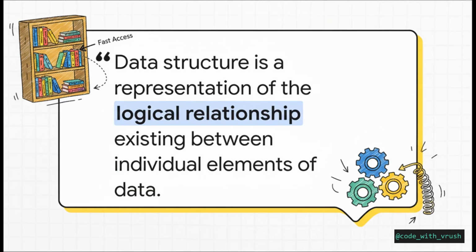And this really gets to the heart of what a data structure is. It's not just a bucket to throw data into. It's about how that data is related. An array creates a simple, clean, linear relationship. Each element follows the last one in a perfect, predictable line.